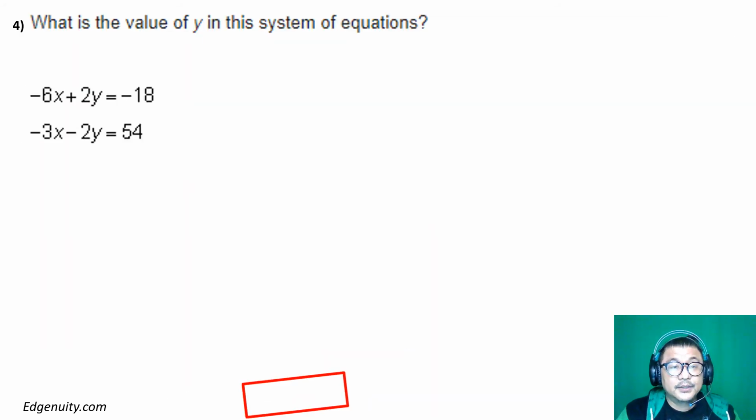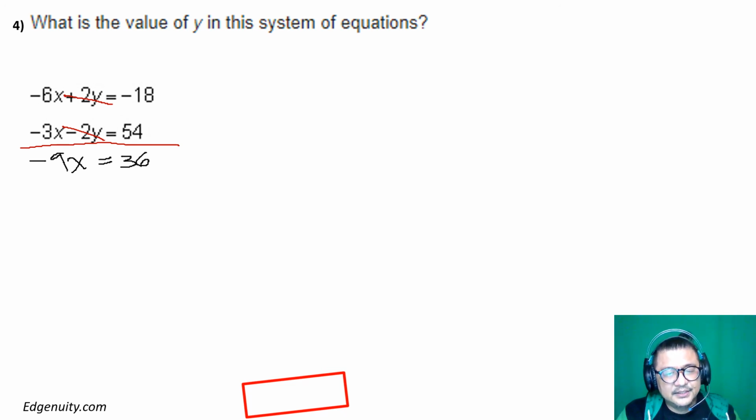Okay, so for this problem, again, they set it up easily for us already because look at this. You can eliminate the positive 2y and the negative 2y. So add the top and the bottom. Negative 9x is equal to 54 minus 18, which is 36. Then get rid of the times negative 9: divide by negative 9, divide by negative 9. It cancels out. x is equal to negative 4.